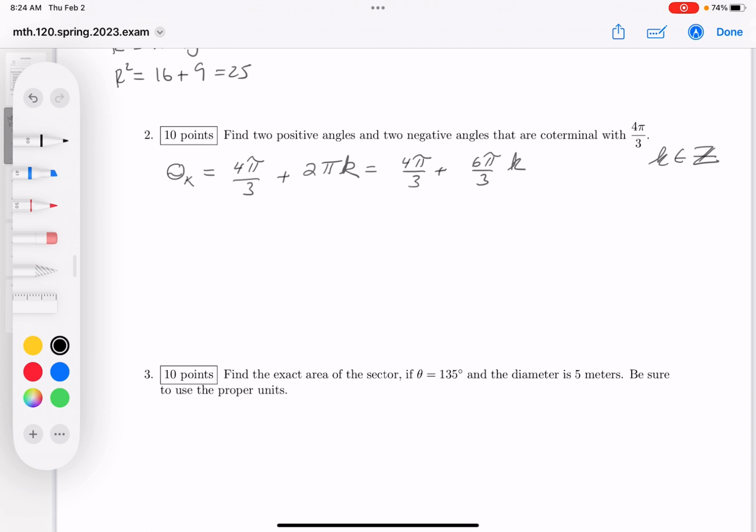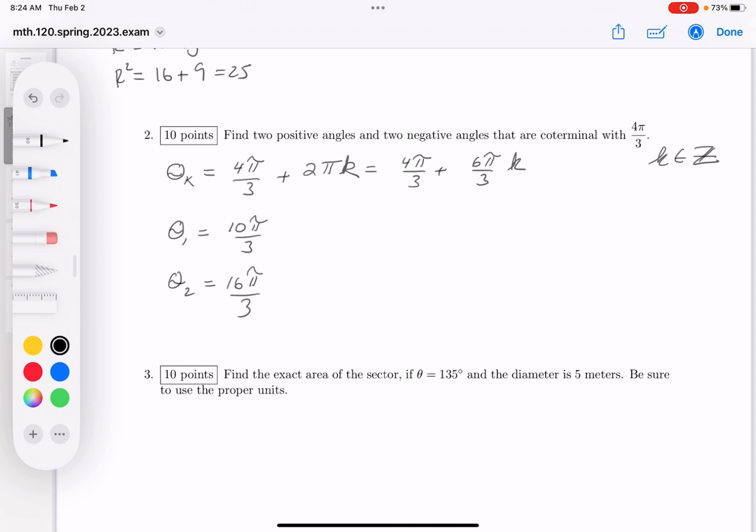Let's take theta 1. That means k is 1. What are you going to get? 4 pi plus 6 pi is 10 pi. Let's take theta 2. What would that give me? Well, if k is 2, that would be 12. 12 plus 4 is 16. Well, I got 2 positive coterminals now.